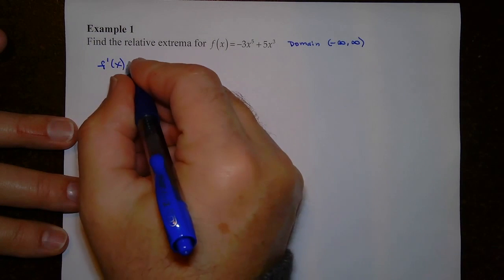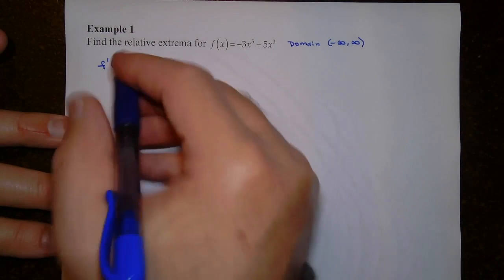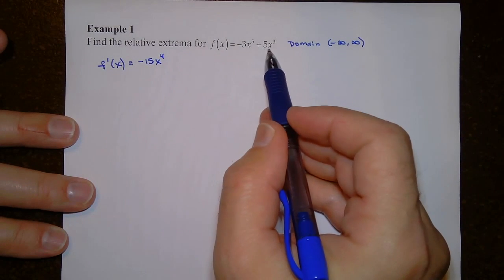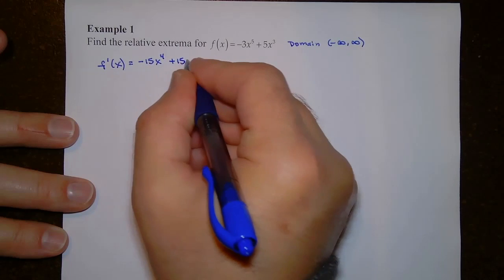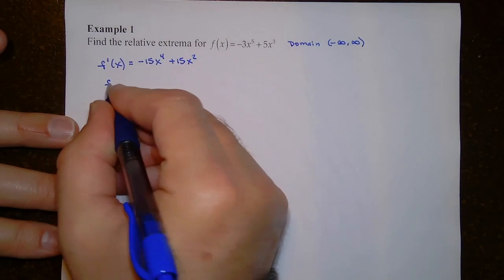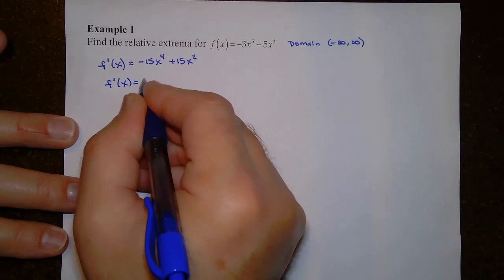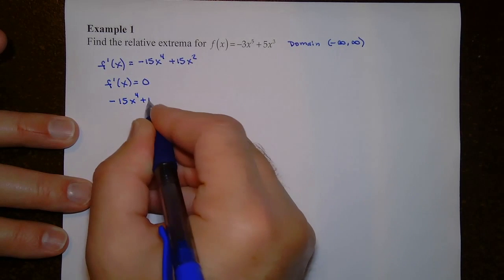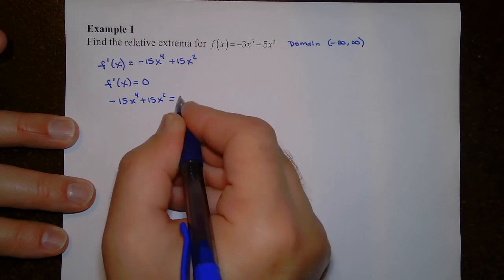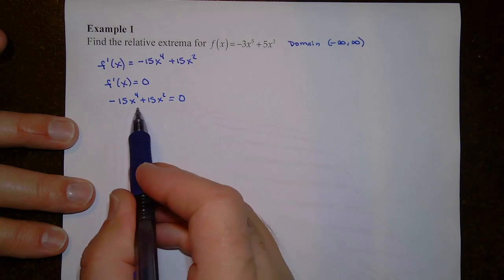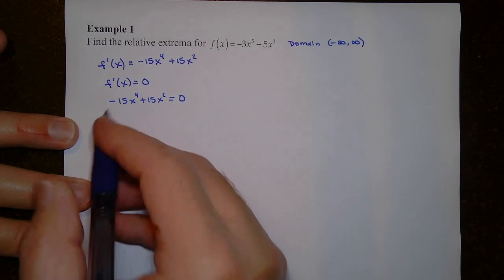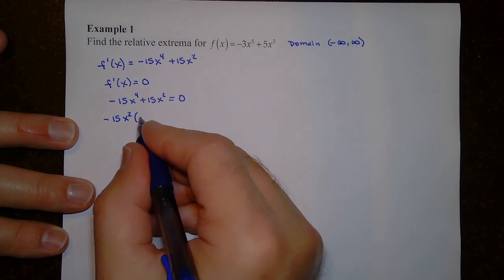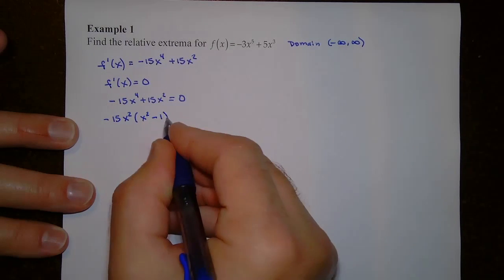To take the derivative of this, that would give us negative 15x to the fourth plus 15x squared. So we want to figure out where f prime of x is equal to 0. That would mean negative 15x to the fourth plus 15x squared is equal to 0. What we could do here is factor out a negative 15x squared, and we'd be left with x squared minus 1 equals 0.